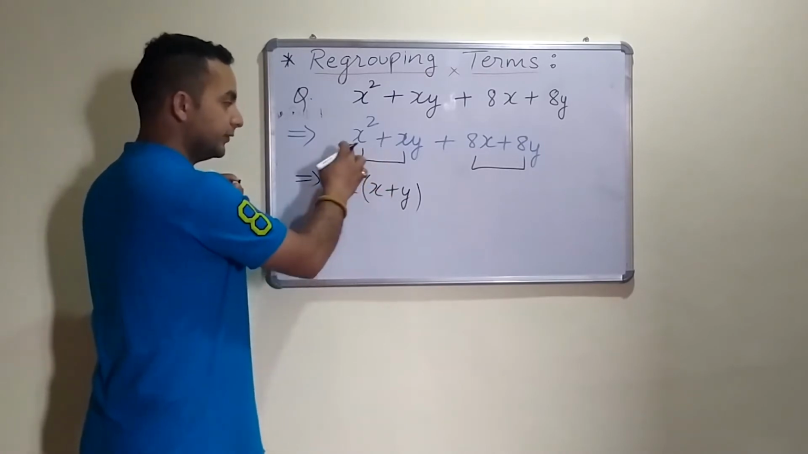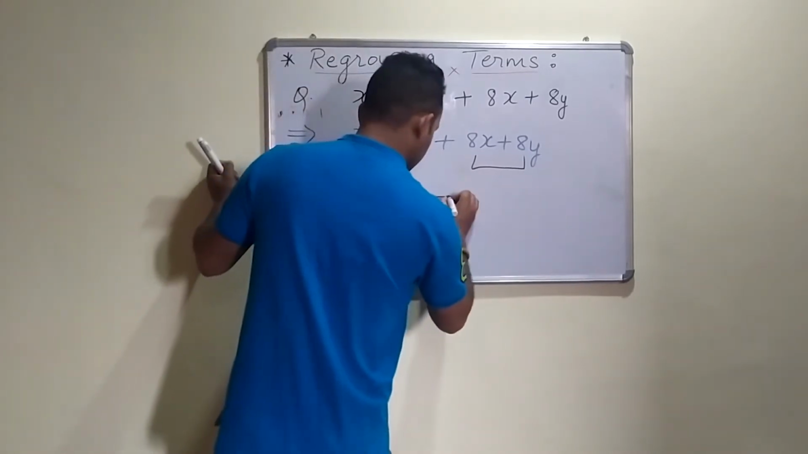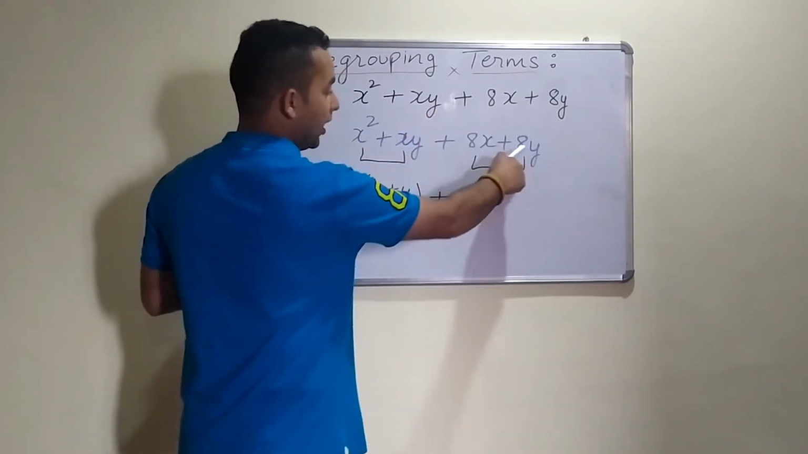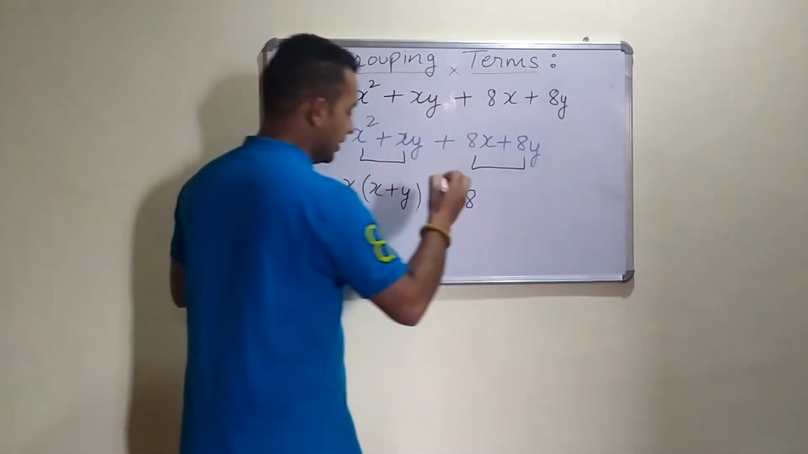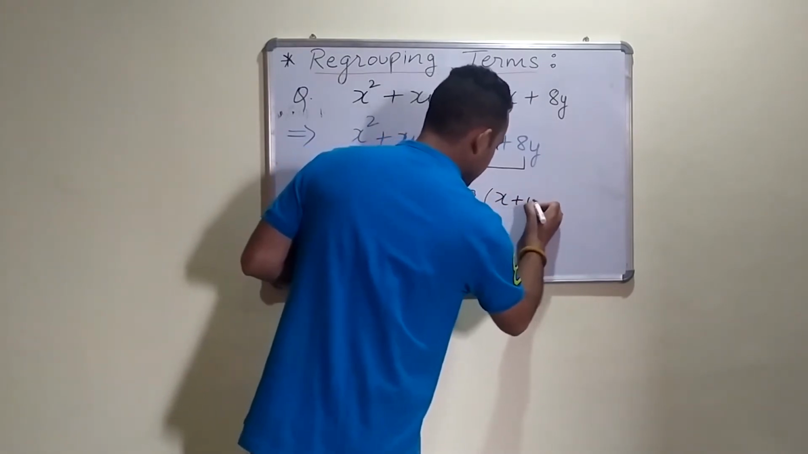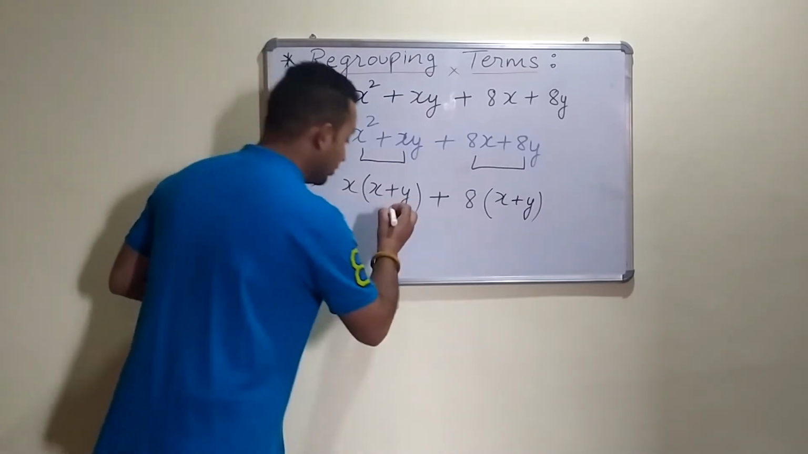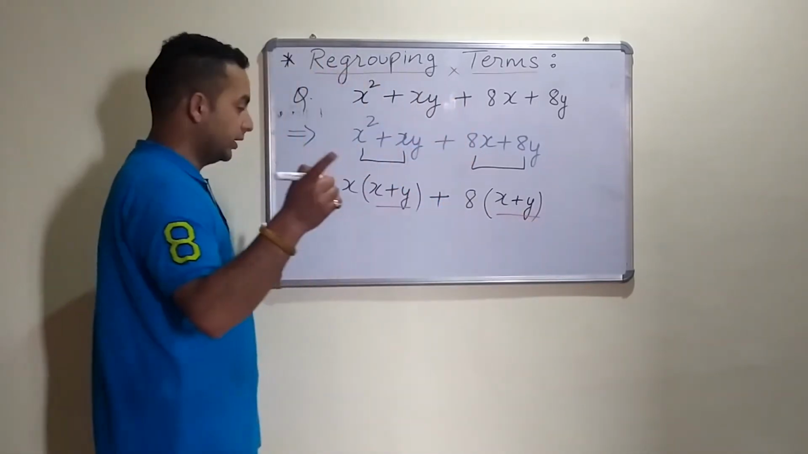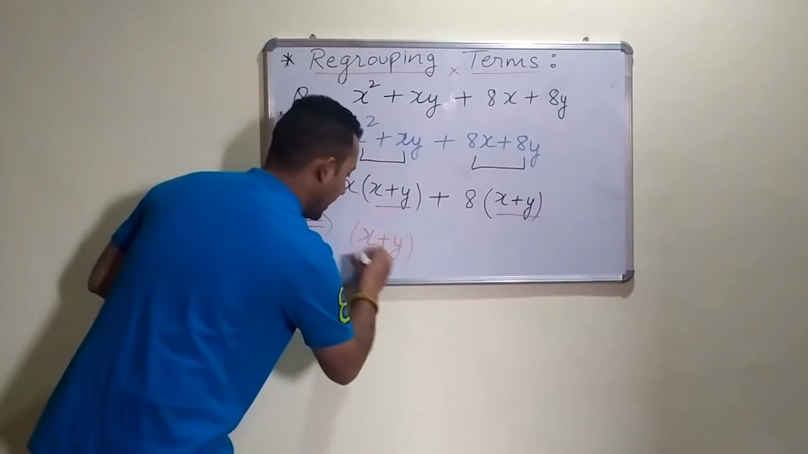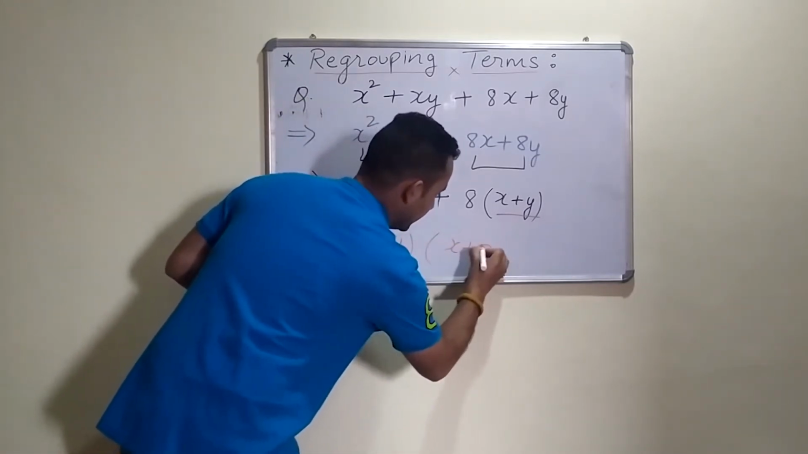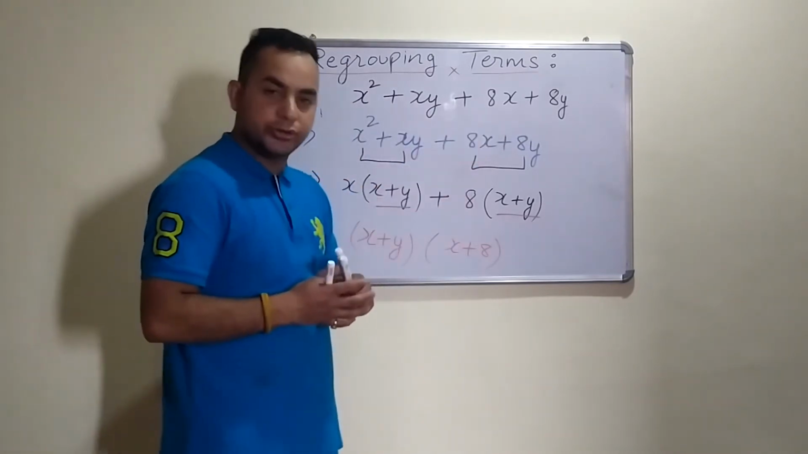X multiplied with the x will become x square, and when x multiplies with the y, you will get xy. Okay class, here you have a variable x, y. Here you have a number 8 and 8. So number 8 is common, you can take it only once. Left with the x plus y. Okay class, now x plus y and x plus y are common. So you can write it only once. So x plus 8 and x plus y are the regrouped terms of this expression.